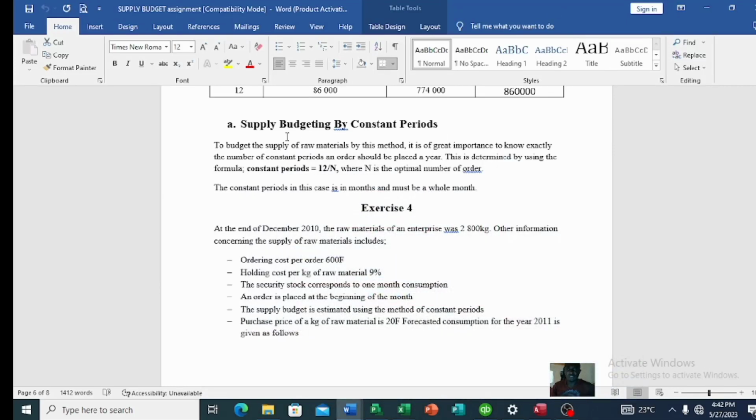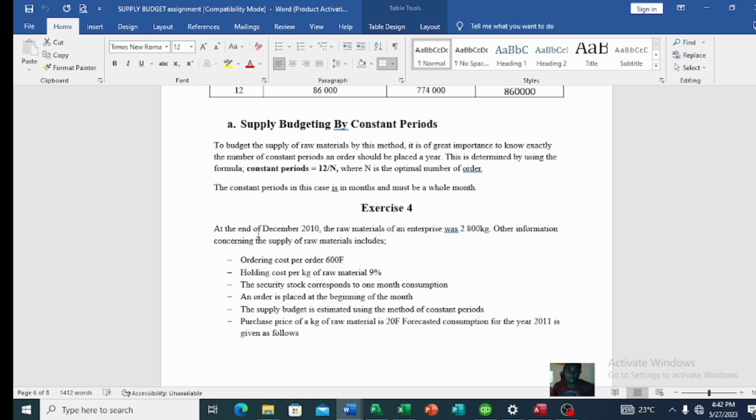So now let's look at the next part, which is by constant period. The other one is with constant quantity, meaning the quantity that you are supplying is fixed. This one is with constant period, meaning the time of supply is fixed, but the quantity varies. If you know that you are supplying after one month, it is after one month, no matter the quantity. The other one was with fixed quantity, but no matter the time of delivery. So now this is that exercise.